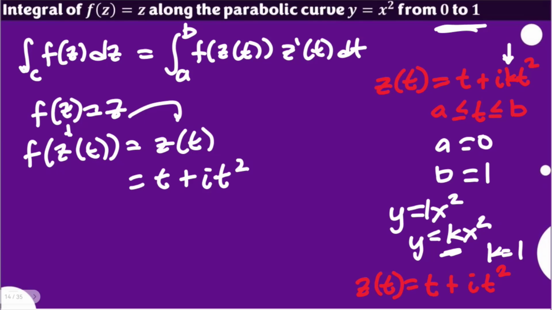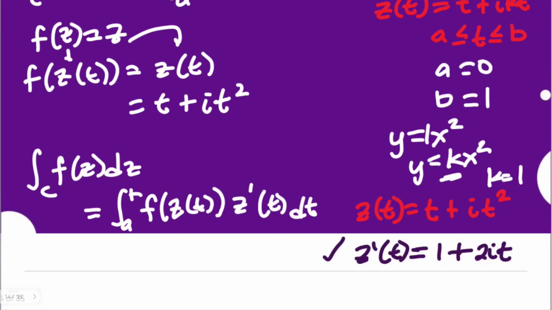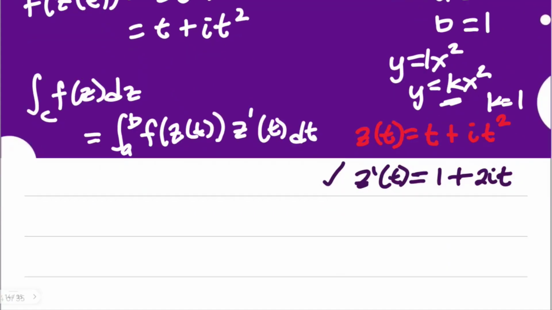Now, all of these are identified. Let's proceed to the integral of f of z dz along the parabolic curve, as its path, which is equivalent to the integral of f of z of t times z prime of t dt from a to b. Let me change the color as I move it here.